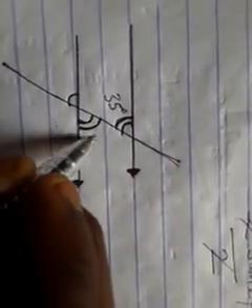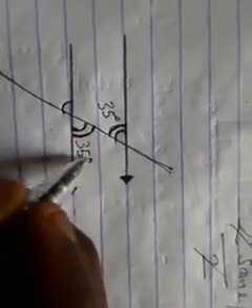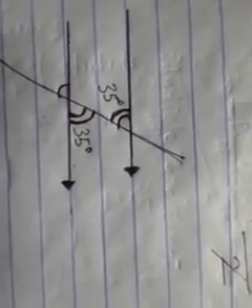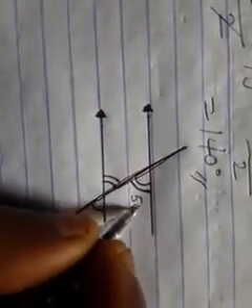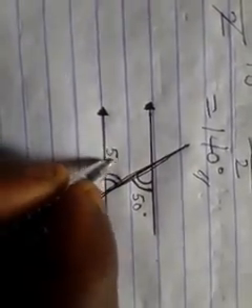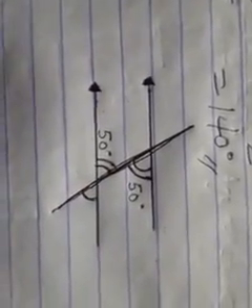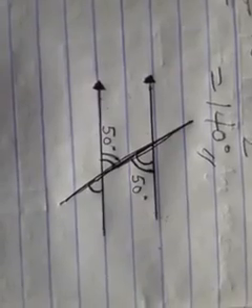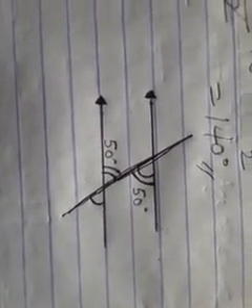Therefore, if this particular angle here is 35 degrees, this one will also be 35 degrees. Why? Because alternate angles are equal. And if this particular place is 50 degrees, this particular one too will be 50 degrees. Why? Alternate angles are equal. Vertically opposite angles are equal. Corresponding angles are equal. And then alternate angles are equal. So let us solve one example to prove all these angles we have done so far.